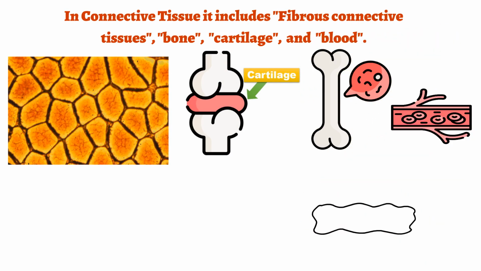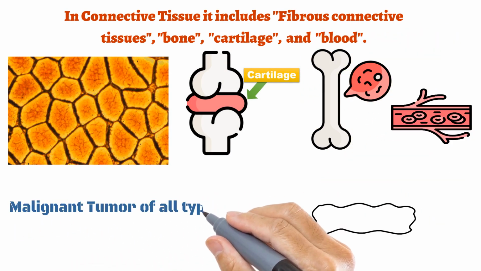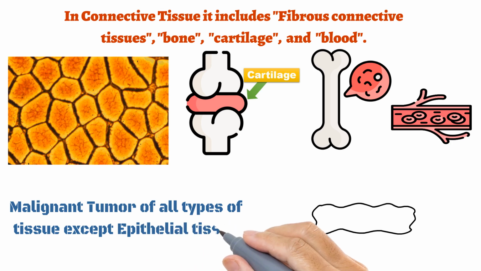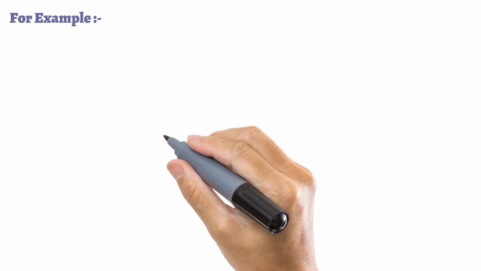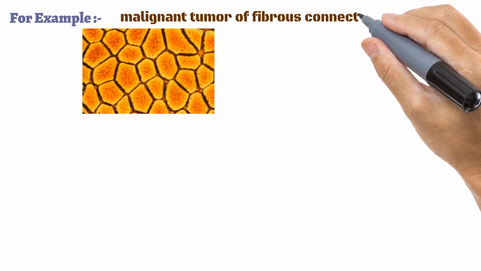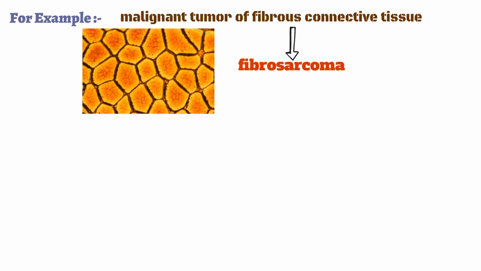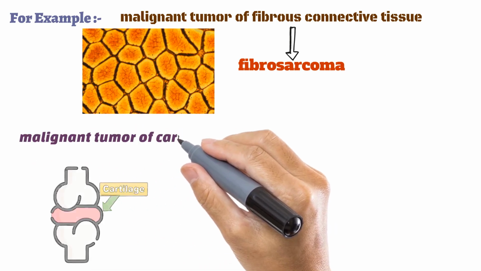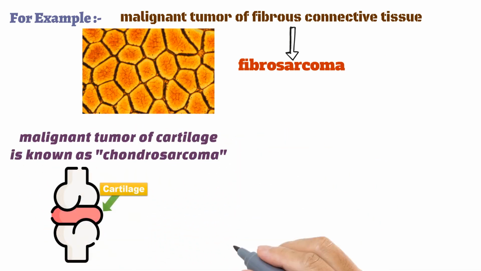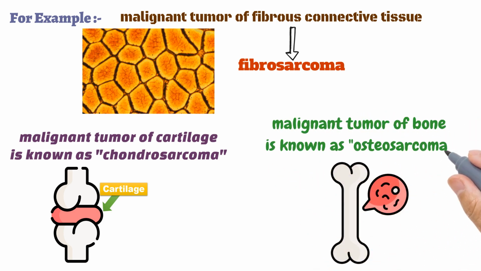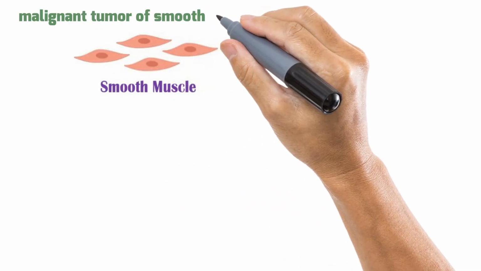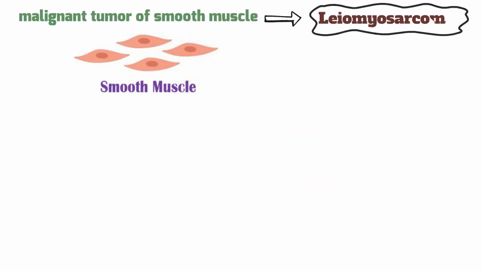So remember, malignant tumor of all type of tissue except epithelial tissue is known as sarcoma. For example, malignant tumor of fibrous connective tissue is known as fibrosarcoma. Malignant tumor of cartilage is known as chondrosarcoma. And malignant tumor of bone is known as osteosarcoma. Another example would be malignant tumor of smooth muscle is known as leiomyosarcoma.